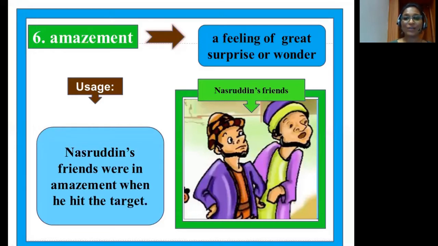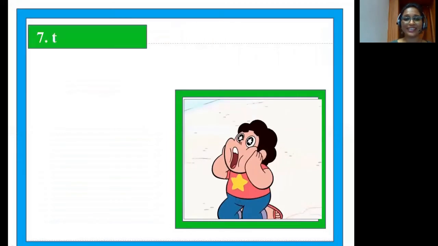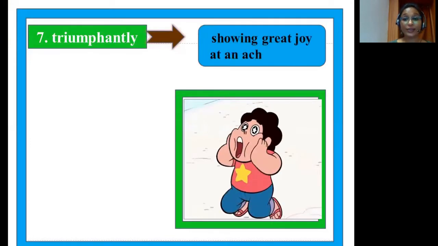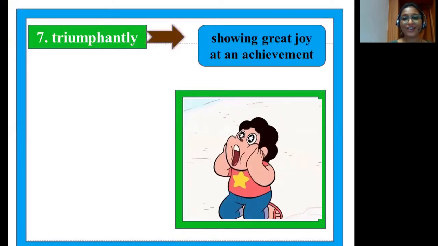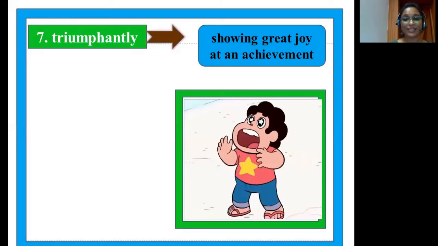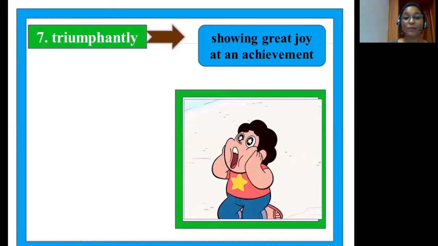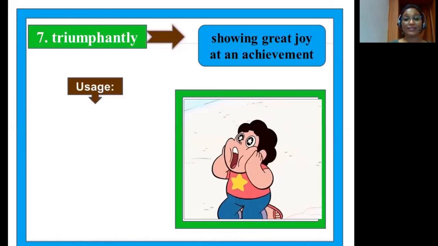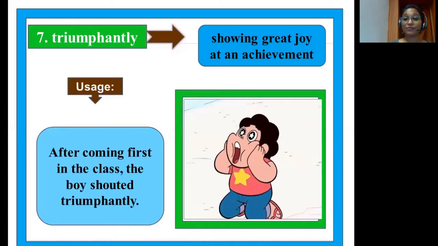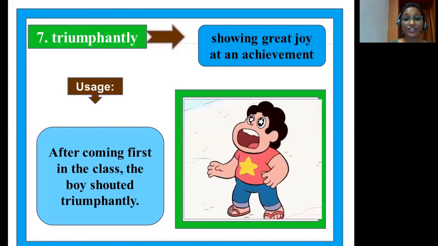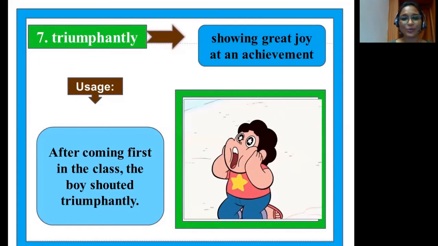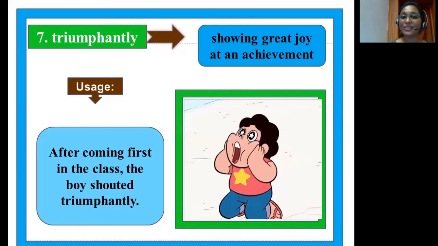Children, let's now check out the last new word, which is triumphantly. The word triumphantly means showing great joy at an achievement. On the screen, you will find a boy screaming triumphantly because he has won a gold medal. So we can frame the sentence. After coming first in the class, the boy shouted triumphantly. So children, these are the new words, their meanings and their usage.